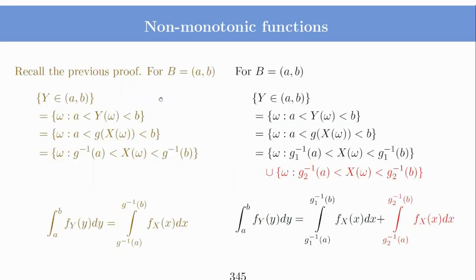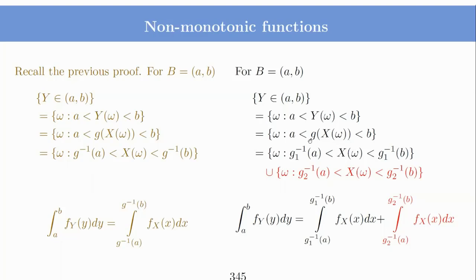If you recall, for any interval from A to B, we first say that the probability that y belongs to [A, B] can be equivalently written as the set of omega such that X(omega) is between g inverse A and g inverse B. So in that case, the integration of the PDF of y between A to B is equal to the integration of the PDF of x from g inverse A to g inverse B. Okay, and then we applied the substitution to make this interval the same, and then we derived the result.